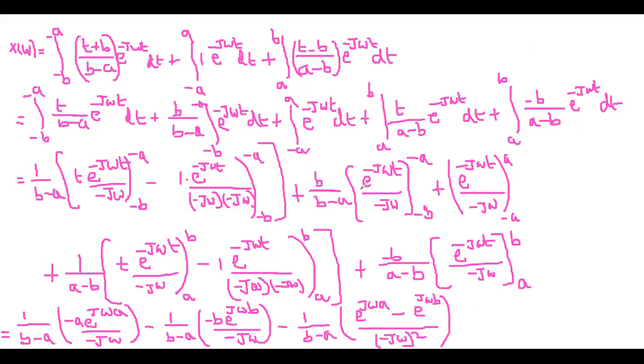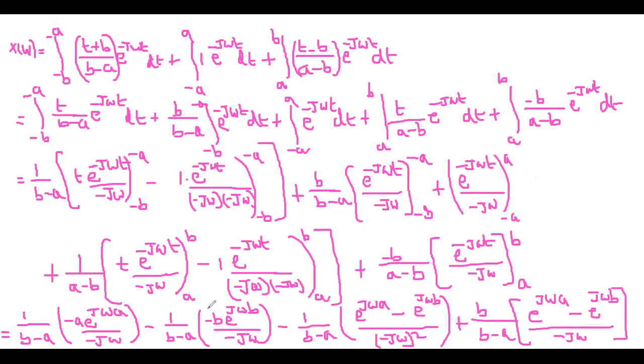We got the three terms, and for this, plus b by b minus a multiplied with, here also see the power minus j omega t, the minus a is the upper limit and minus b is the lower limit. Take it as e power j omega a minus e power j omega b, whole divided by minus j omega. Okay. And the remaining terms here, 1, 2, and 3.